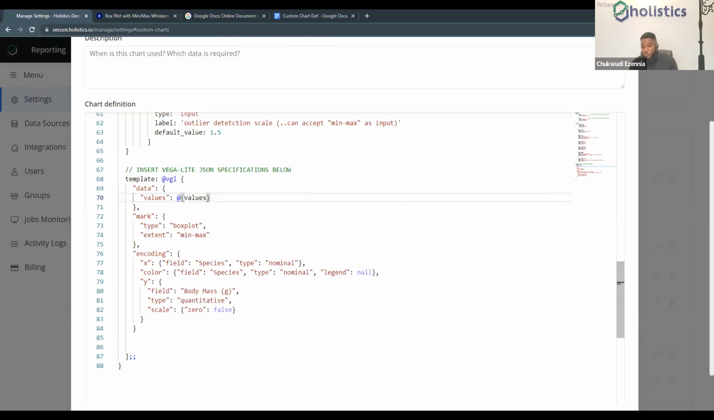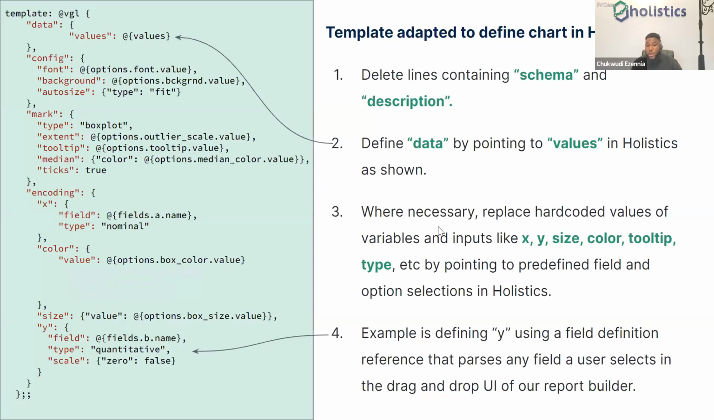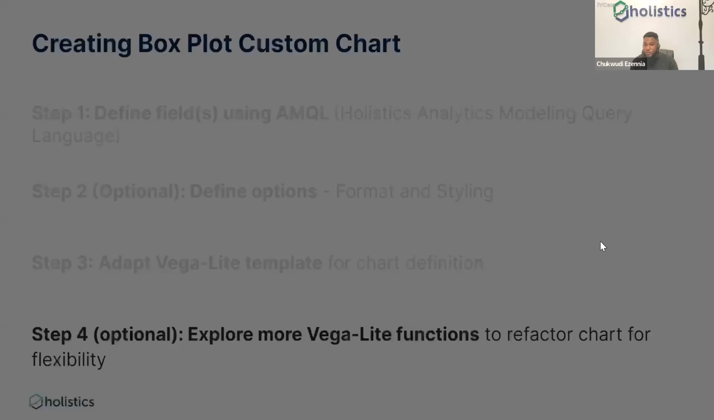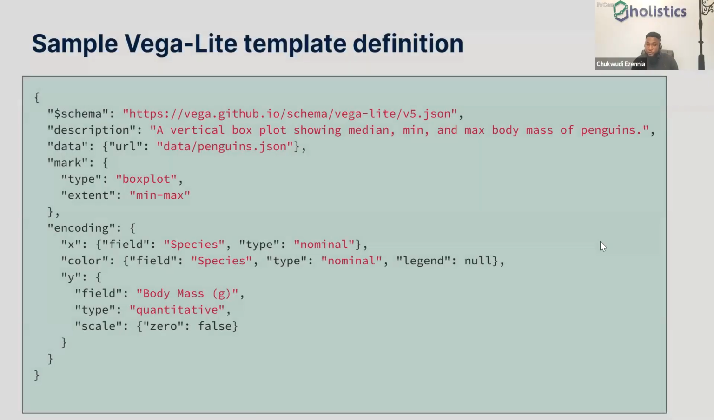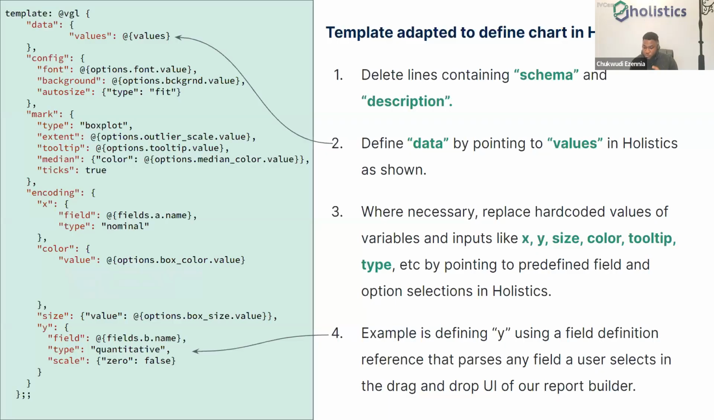So the next step now is, where necessary, we should replace hard-coded values of variables and inputs, like what's the X axis going to read these values from? What will the Y axis read the values from? How are we defining the size? How have we defined color and all of this? You can hard code this, but this sort of forfeits the essence of being able to make this flexible for us. So we want to be able to point those Holistics definitions to this particular template.